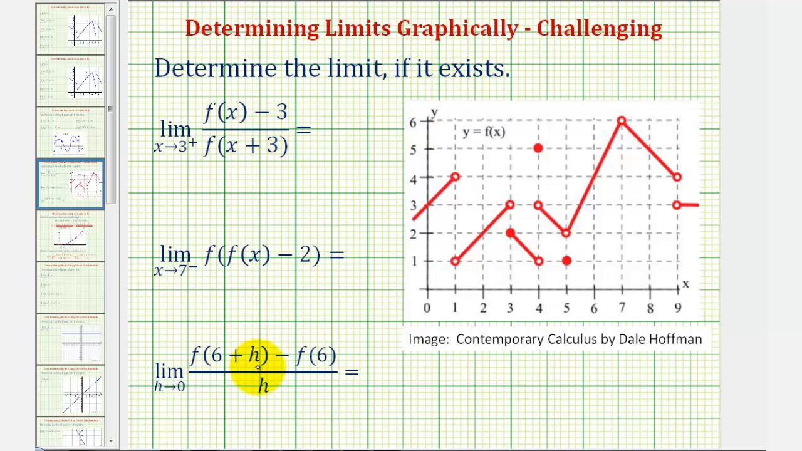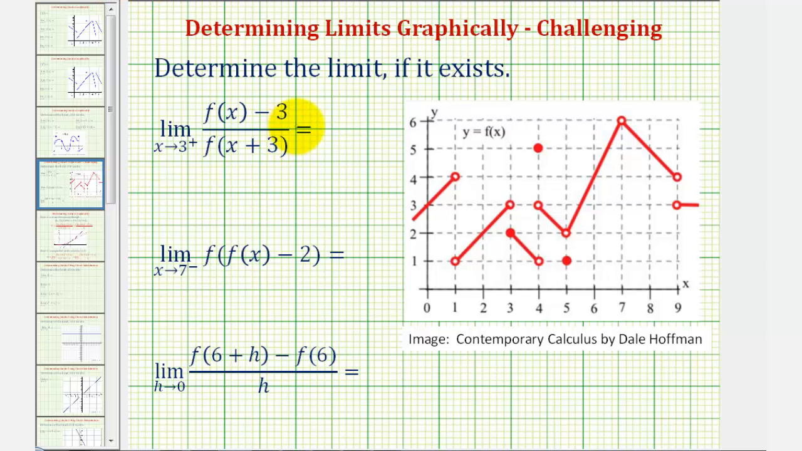We want to determine the following limits using the graph of f of x provided here in red. We first have the limit as x approaches 3 from the right, or from the positive side, of f of x minus 3 divided by f of the quantity x plus 3.